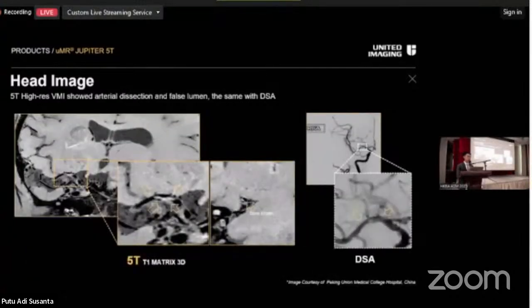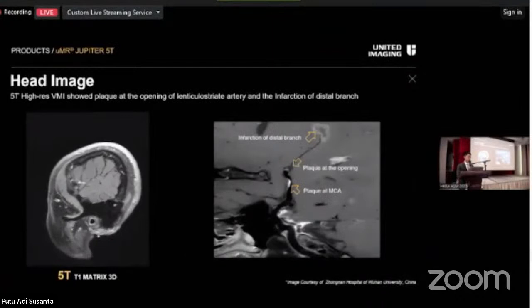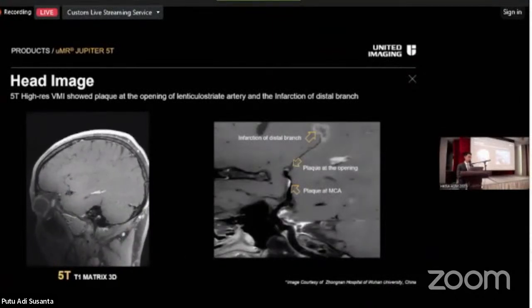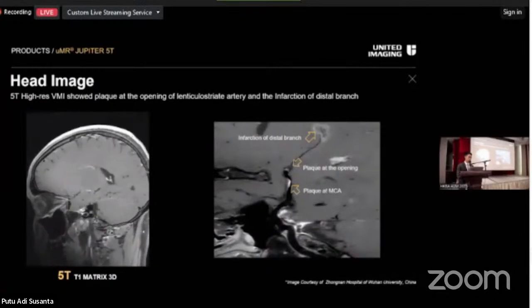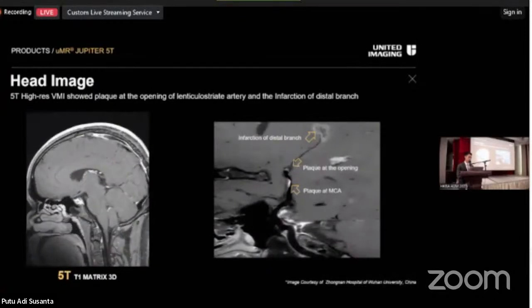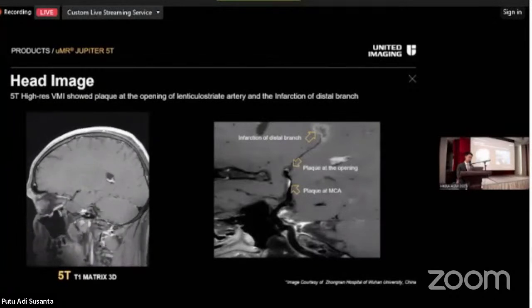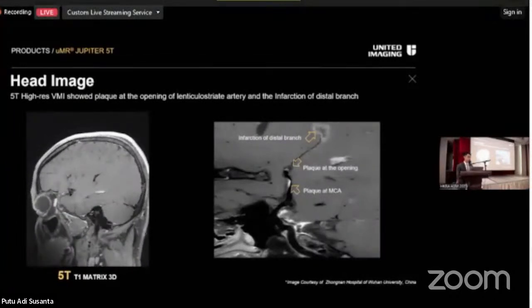We can also have high resolution T1 weighted 3D images to look at the arterial dissection and the false lumen, again confirmed by the DSA. This is another example in which high resolution 5T images allow us to visualize the opening of the LSA, and you can see, as indicated by the arrows, the plaque at the MCA and infarction in the distal branches.